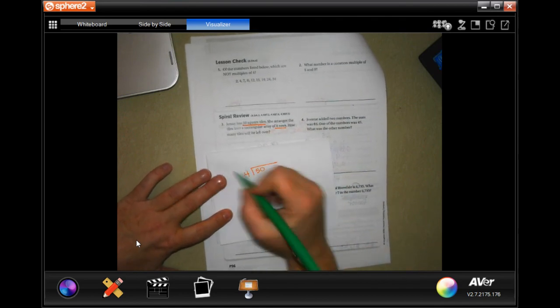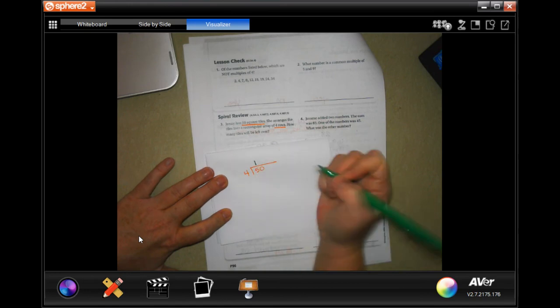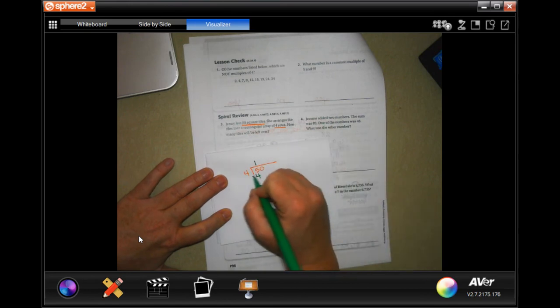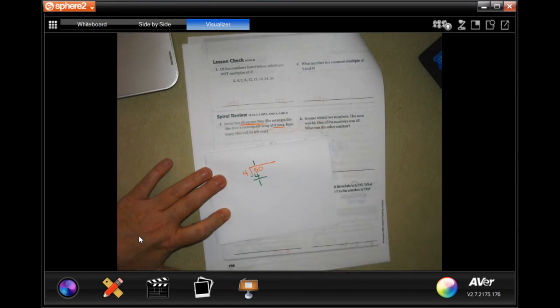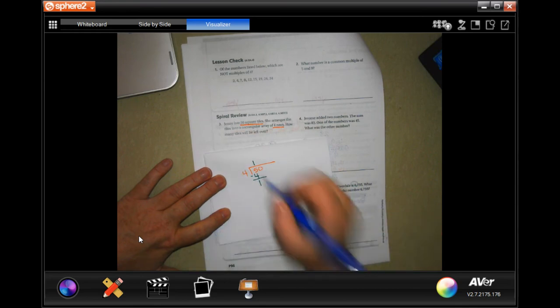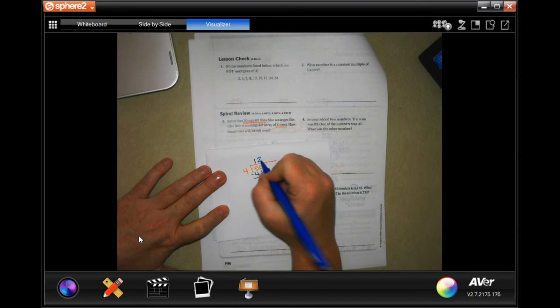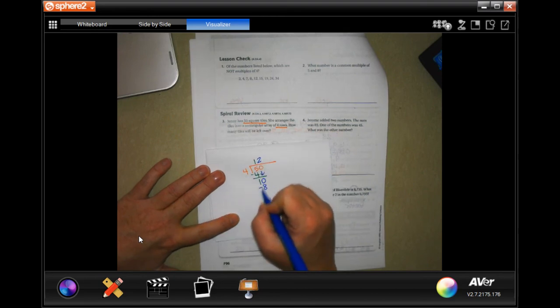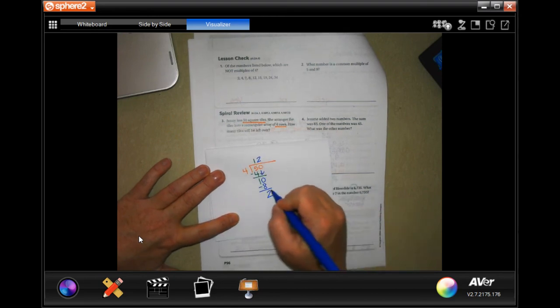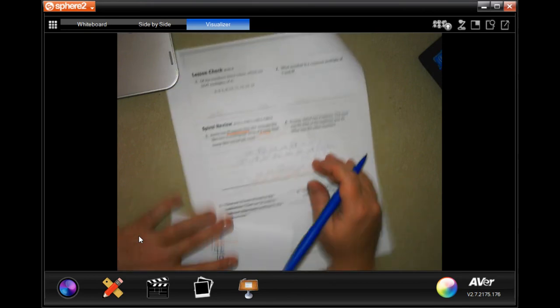Okay. 4 is going to go into 5 one time. 1 times 4 is 4. Subtract and get 1. 1 is smaller than 4. So I'm going to bring down my 0. 4 is going to go into 10 2 times. 2 times 4 is 8. 10 minus 8 is 2. 2 tiles left over.